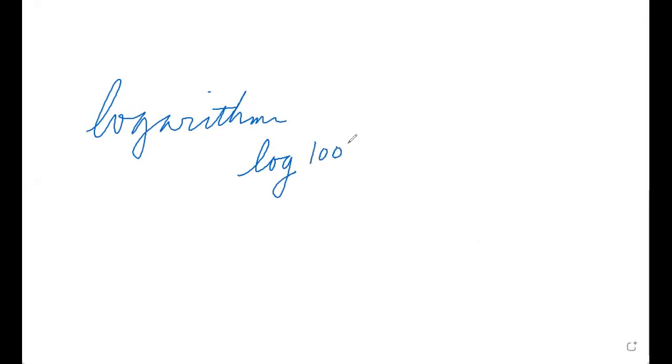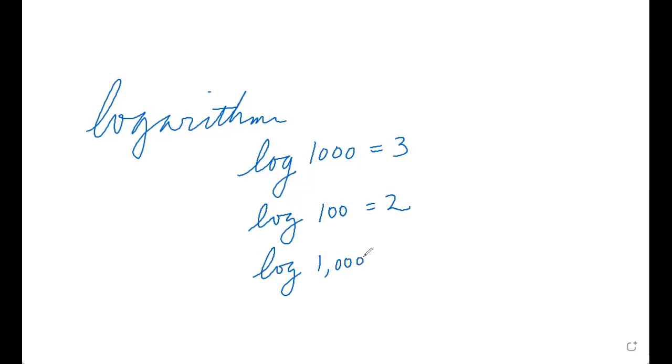Logarithm, a fancy word. The short abbreviation is log. So if I tell you log of 1,000 is 3, and then log of 100 is 2, log of a million is 6. Is that easy to figure out what these numbers are?